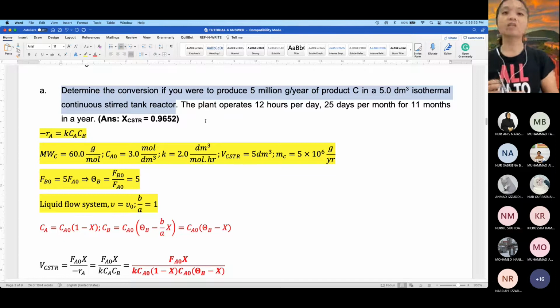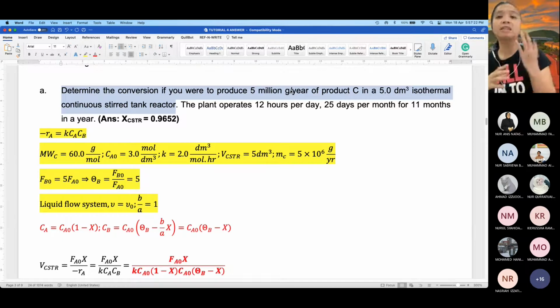So, soalan ni kata, dia suruh kita cari X, conversion kan, X. Kalau kita nak hasilkan, if we want to produce 5 million gram per year of product C, okay, in a 5 dm³ isothermal CSTR. So dalam ni ada 3 benda. Okay, first dia nak kita cari X. So you know what we want to find X. Next dia kata, they give us 5 million gram per year of product C.